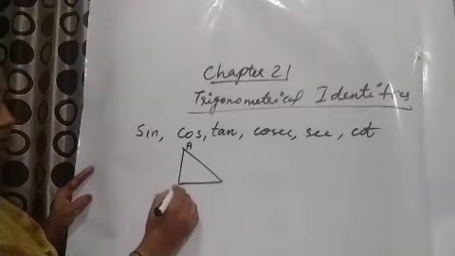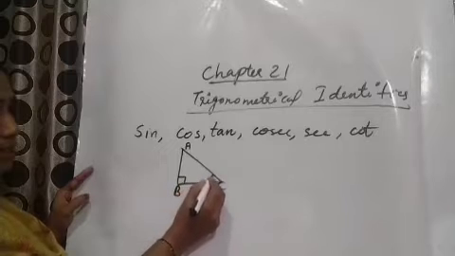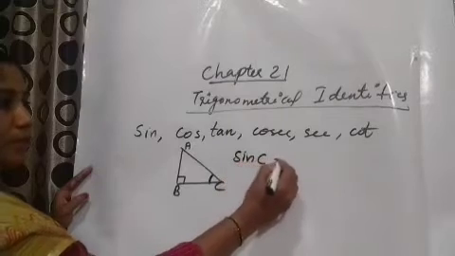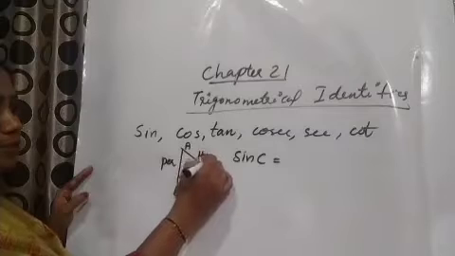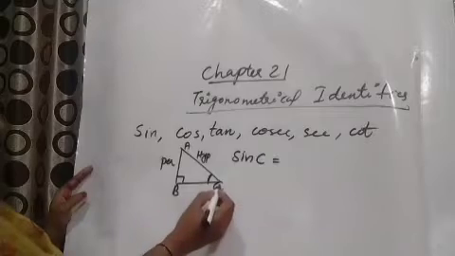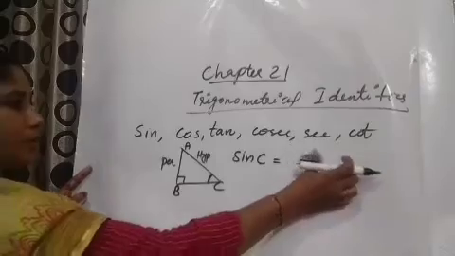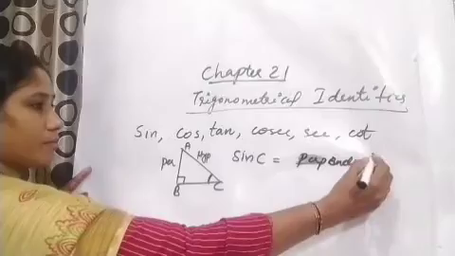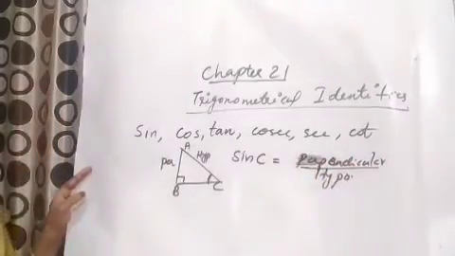In triangle ABC, right angled at C, consider angle C as the angle of reference. Can you say what is sine C? It is the ratio between perpendicular and hypotenuse. What do I mean by perpendicular? Side opposite to the angle of reference. Here C is the angle of reference. So AB by, or you can write perpendicular by hypotenuse.